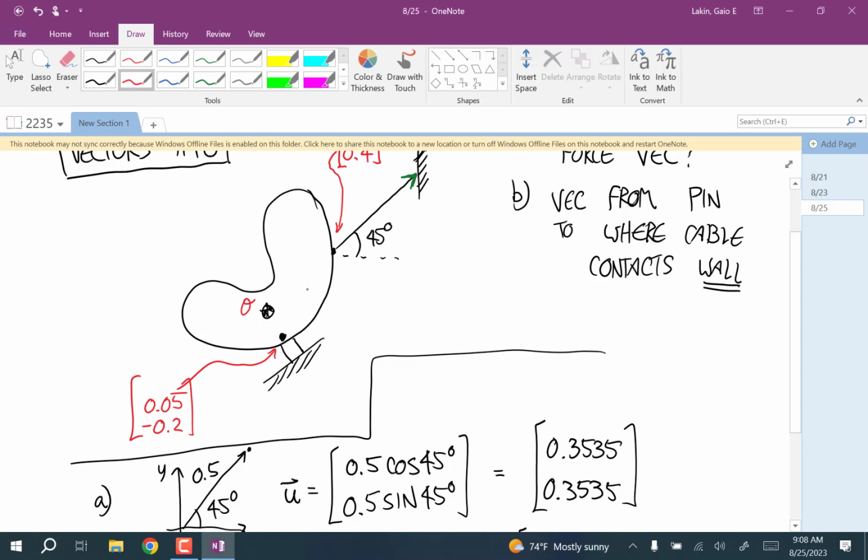Well, notice that the coordinates of the point where the cable connects to the body are really that vector. The coordinates are the components of that vector. And so the components of the vector from the origin to where the cable contacts the wall is just the sum of these two vectors. You see that? I sort of made these look like they're in a line. They're not exactly, but if you want this, let me use a different color. If you want this blue vector's components, that's the same thing as the red vector plus the black vector. Okay.